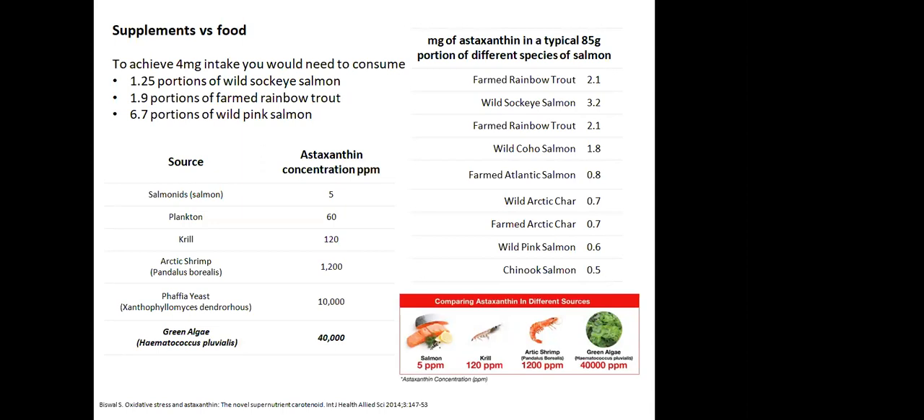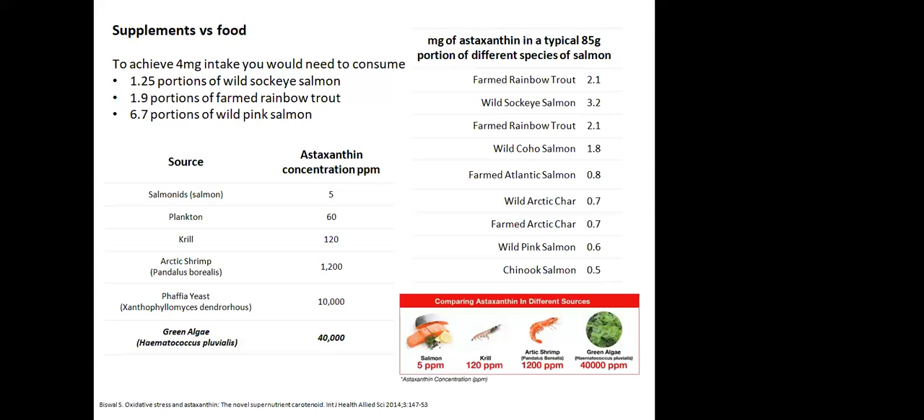So I've clarified the importance of wild salmon as a source. You'd need to eat 1 1/4 portions of wild salmon, a portion being 85 grams, to achieve 4 milligrams. When we're looking at farmed salmon, down at the bottom here, there's 0.6. So you have to eat an awful lot of farmed salmon to get the same equivalent dose as you would get from 1 4 milligram capsule of our AstaPure astaxanthin.